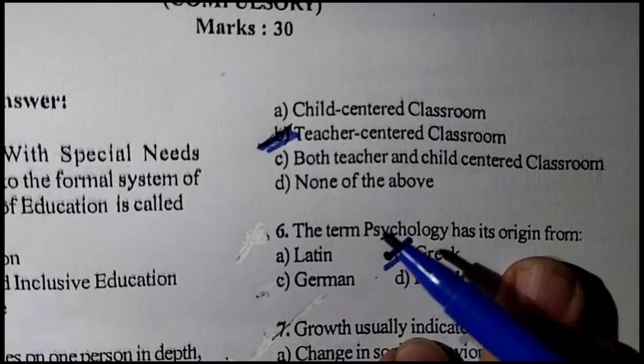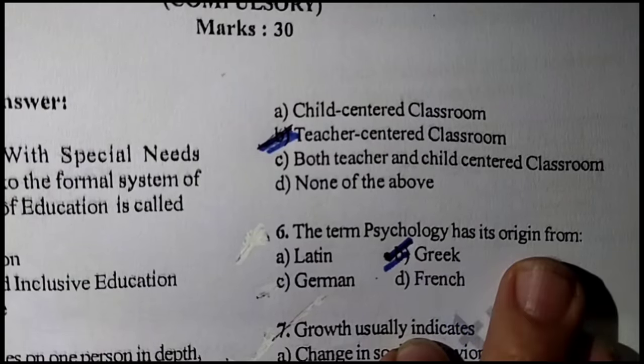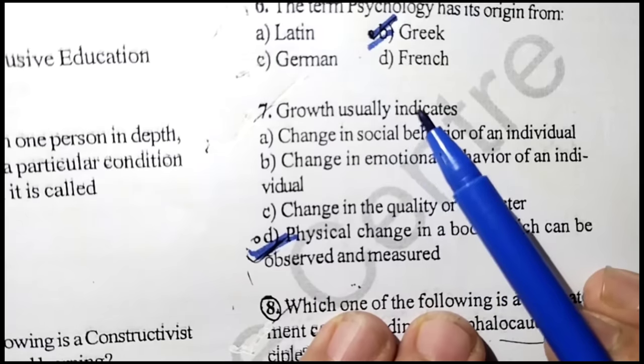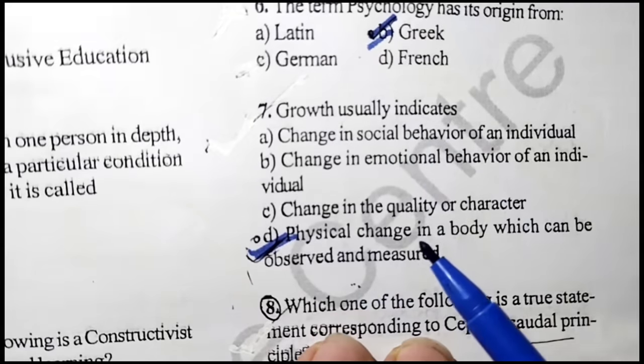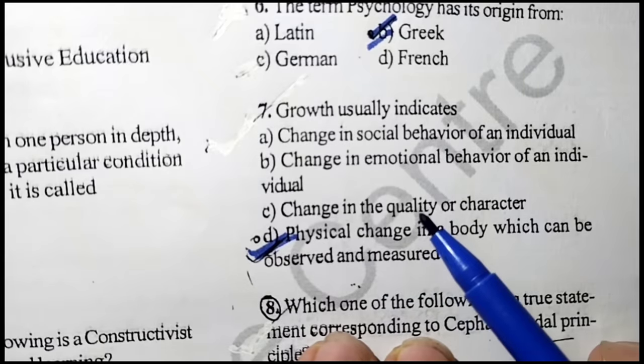Question 6, the term psychology has its origin from Greek. Question 7, growth usually indicates physical change in a body which can be observed and measured.